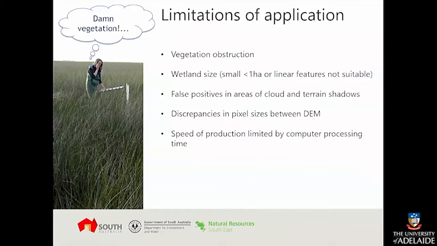There are a few limitations in that, as Claire says there, vegetation affects the absorption, which would otherwise, the water would absorb the reflectance. So vegetation does pose a problem. So it's largely been applied to cleared agricultural land wetlands. There are false positives in areas of cloud and terrain, and there are discrepancies in pixel sizes, like we use a 2 metre dam versus a 25 metre Landsat pixel, and also production time.